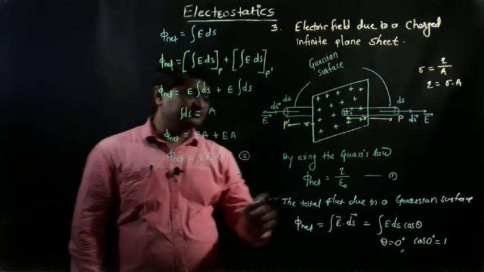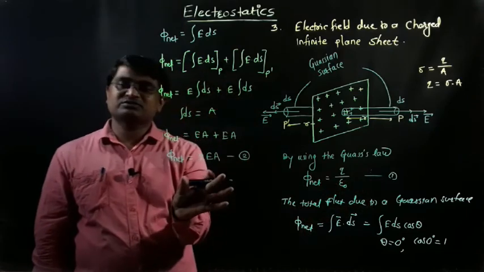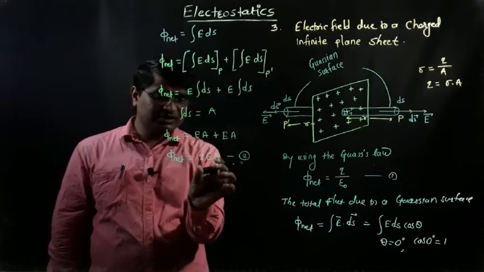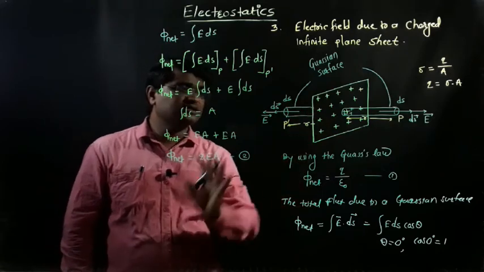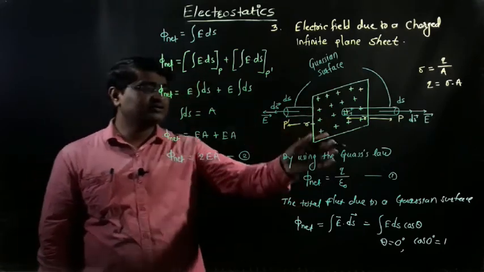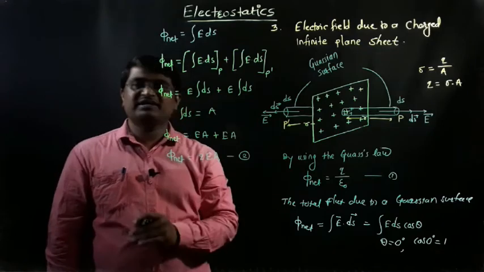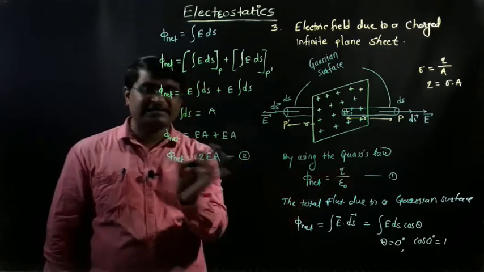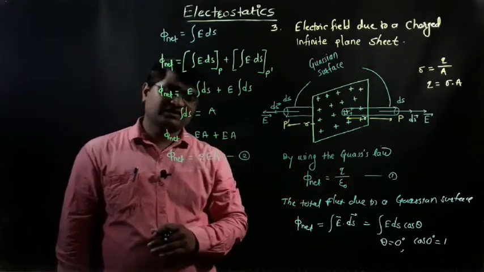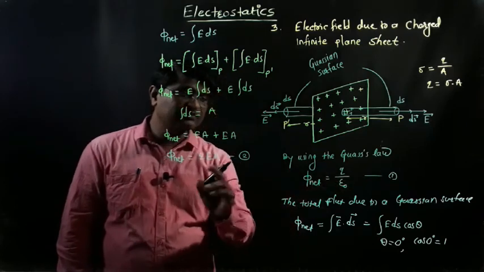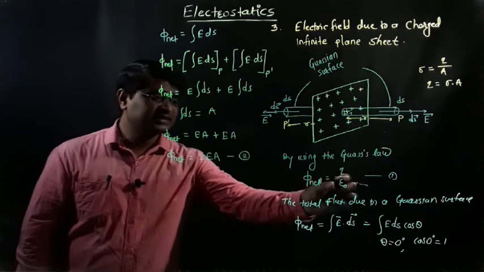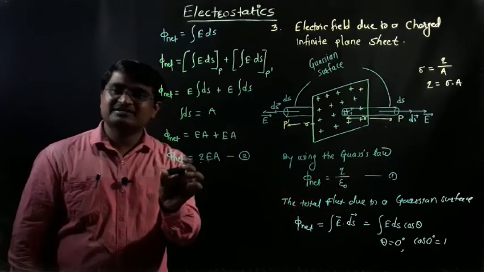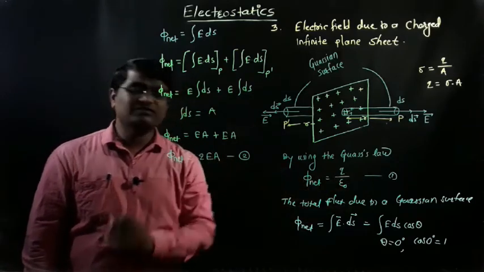And observe equation number 1 and equation number 2. These equations indicate the total flux passing through the Gaussian surface, that is the net flux. This is Gauss law and this is the electric flux, the total flux. So we can compare equation 1 and 2, because the right hand side of equation 1 is also total flux and the right hand side of equation 2 is also total flux.